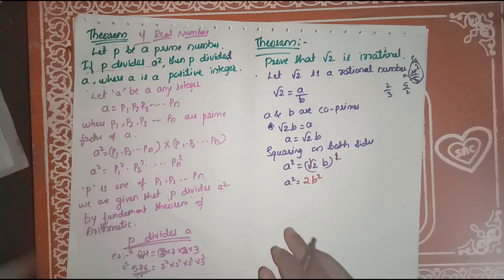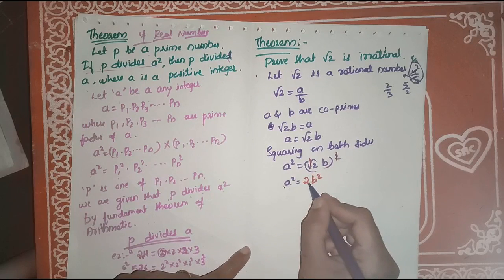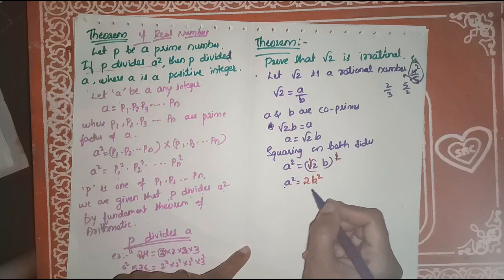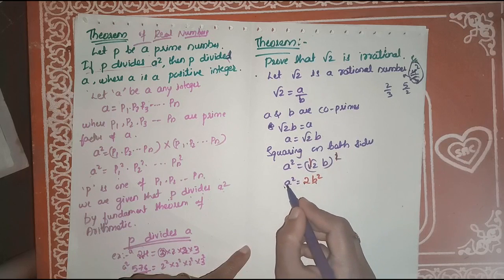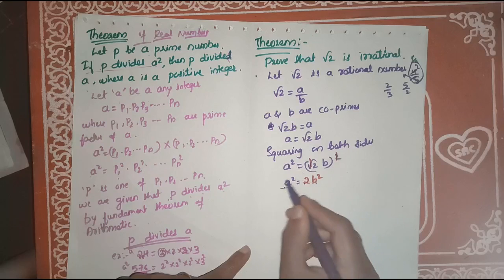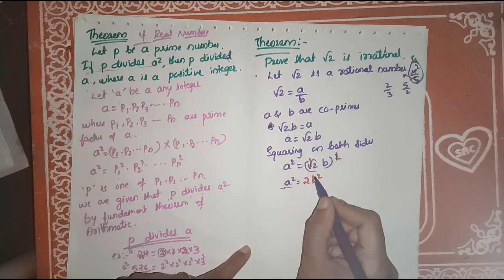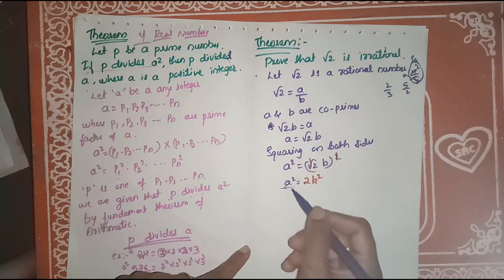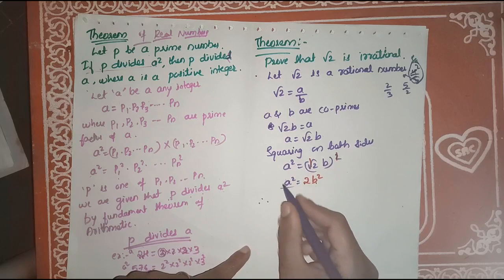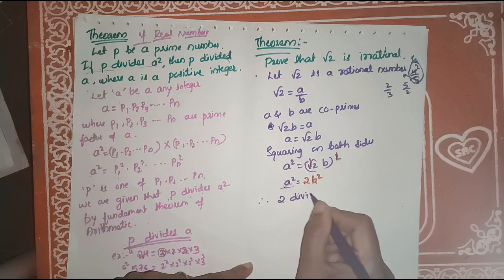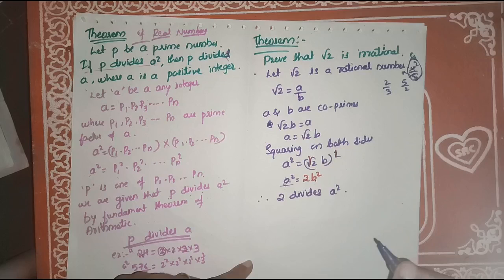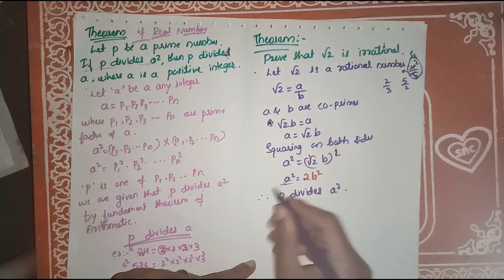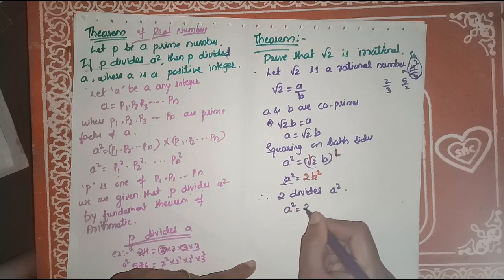So here we can say that a square can be written as 2 into any number. It is nothing but a square is a multiple of 2, or 2 divides a square. A square being a multiple of 2 means a is an even number, so a even means 2 divides a. Therefore we can say that 2 divides a square, meaning a square can be written as 2 times any number because a square is even.